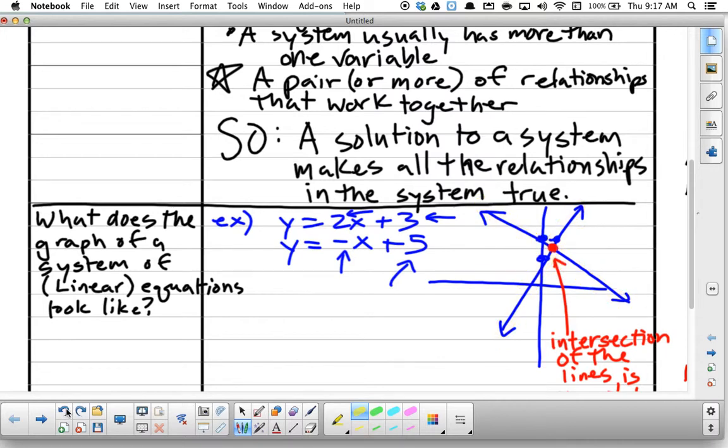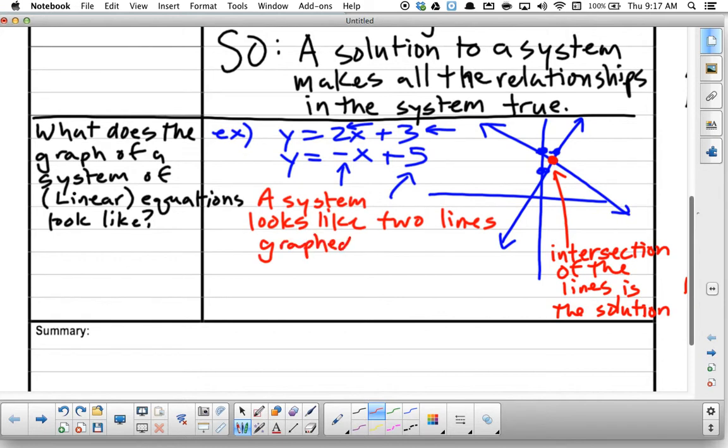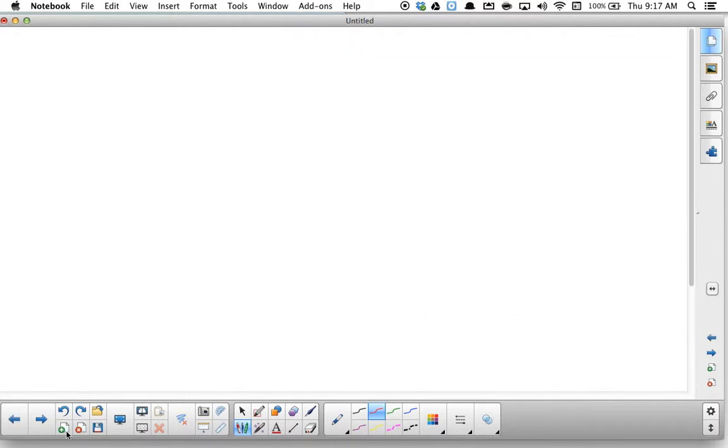And so at this point, what I'm going to do is give you a little description here. A system looks like two lines graphed. Their intersection is the solution. That's going to be fairly well it for notes. So I'll have you guys do the summary here, but I will work through a couple of examples. So let's go ahead and do that.